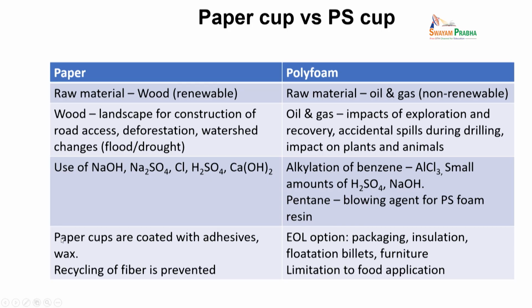Then paper cups are typically coated with adhesives and wax. If you touch the inner side of the paper, you will see some sort of a very shiny or smooth coating. That's what keeps the hot liquid or water from seeping through. Whereas if you touch the outer surface, you will feel some roughness, like paper. So the outer surface is paper, but the inner definitely will have a particular thickness of wax or a plastic or something.